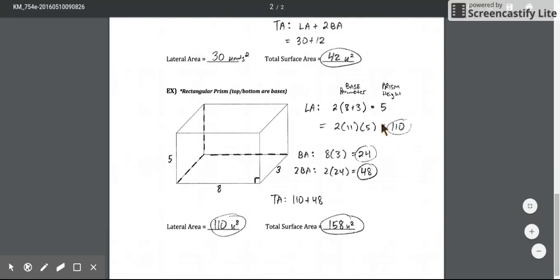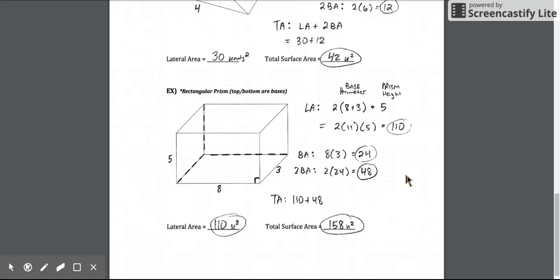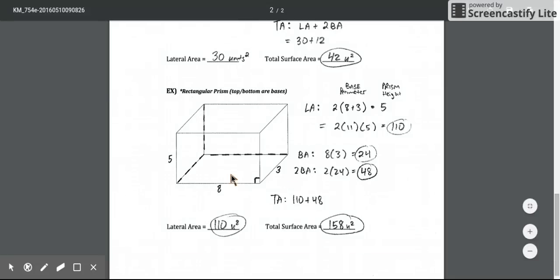A rectangular prism is slightly different. It's a little less tricky in that we're just going to say that the top and bottom are always the base. So if we find our base perimeter, that would be 8 plus 3 times 2, or you could do 8 plus 3 plus 8 plus 3. So the base perimeter is 2 times 11, or 22. If you multiply that by the prism height, which is 5, then that'll be our lateral area. So 22 times 5, or 2 times 11 times 5, is 110 square units.